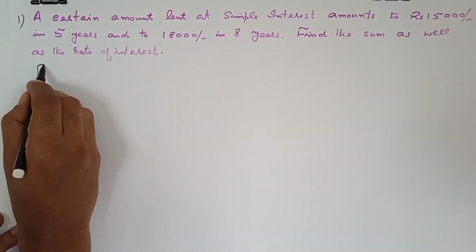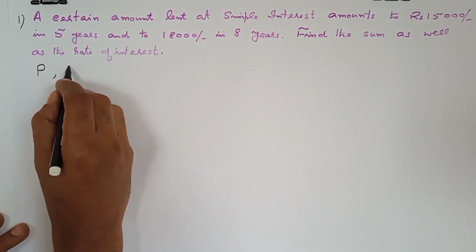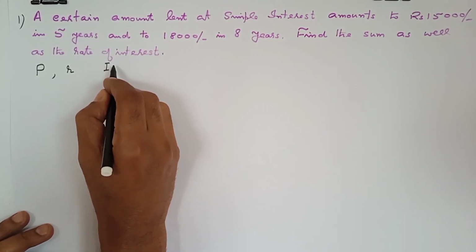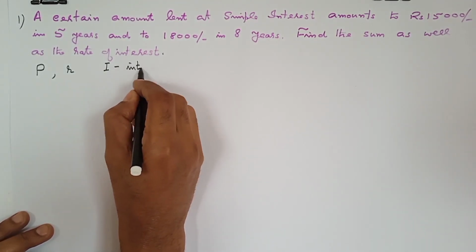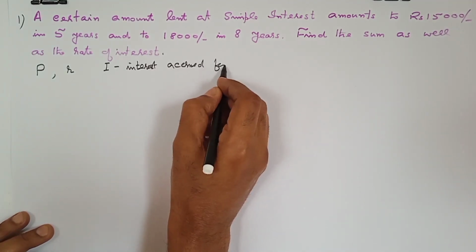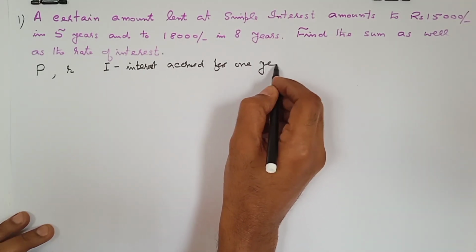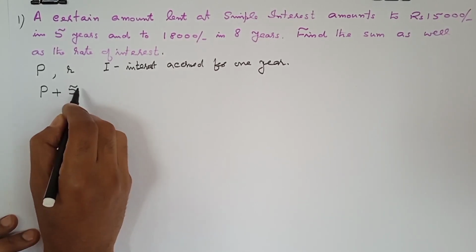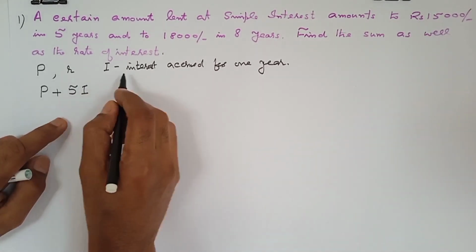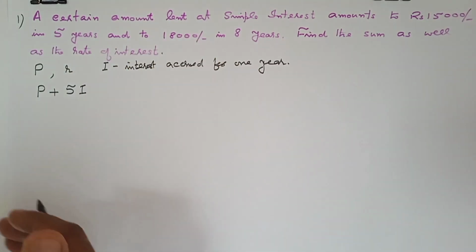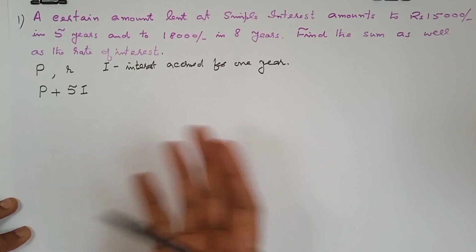Let P denote the sum or the principal and R be the rate of interest. Let's also assume that I denotes interest accrued for 1 year. Now look at this. What will be P plus 5i? Actually, if I is the interest for 1 year, 5i will be the interest accrued for 5 years because it is simple interest, and as you know, interest is the same for all the years in simple interest.